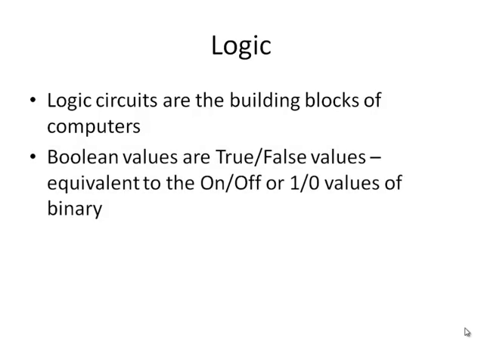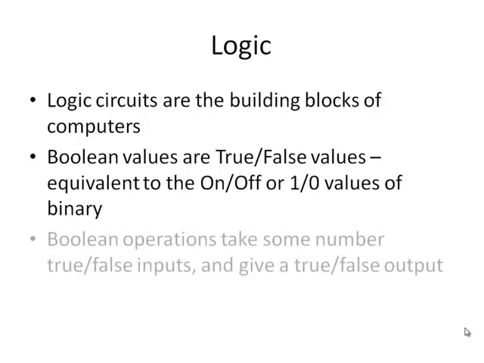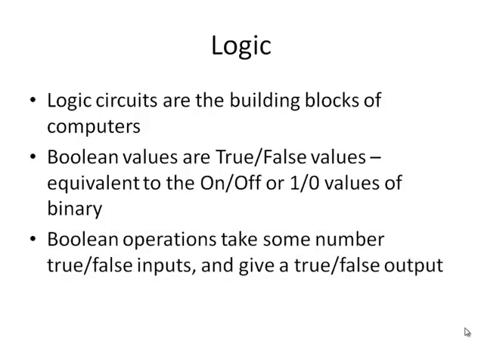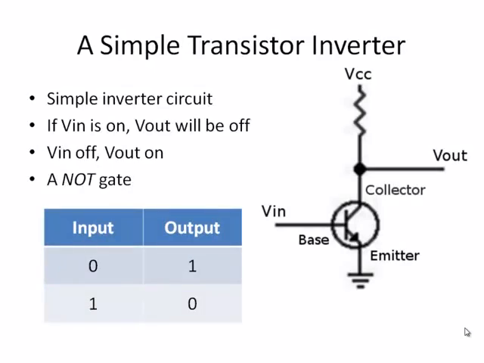To start with, Boolean values. These are simply true-false values, equivalent to on-off or the 1-0 values of binary. Boolean operations take some number of true-false inputs and give a true-false output. Here's a simple example, one we've already seen.